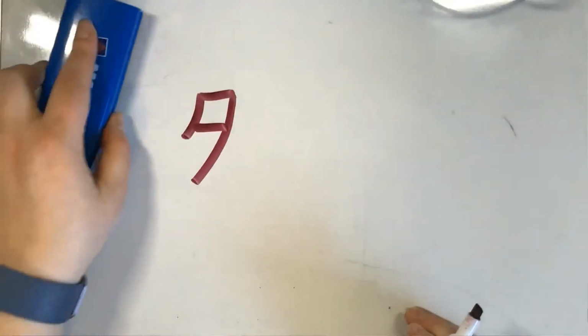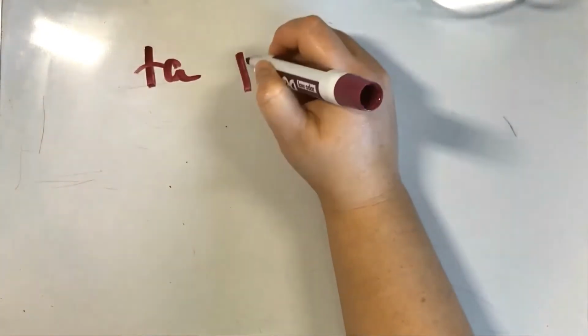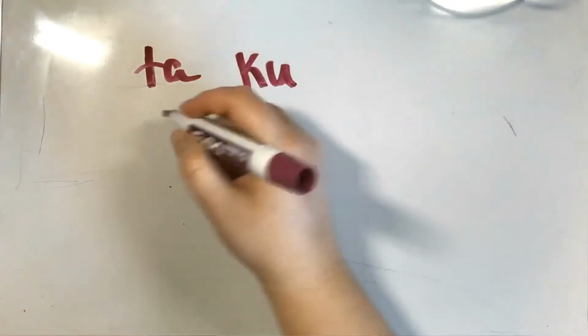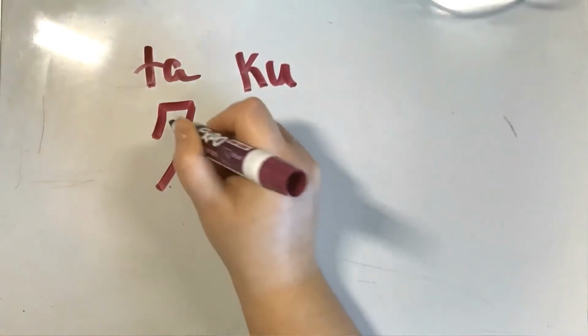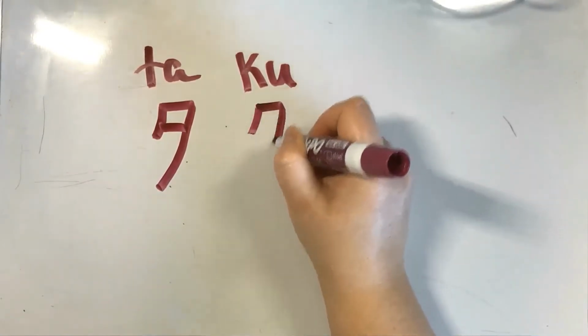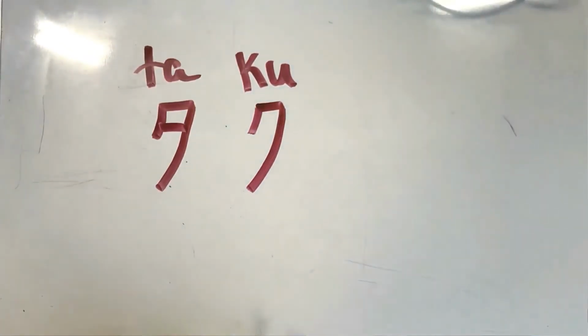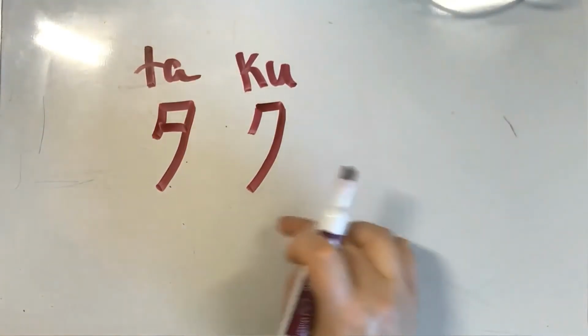Okay, so here is the difference between ta and ku. Ta, we have that left going down, right across, down, with a line going through. Ku is the exact same thing without the line going through. You have to be very careful about that one line, because it can be the difference between a ta and a ku.